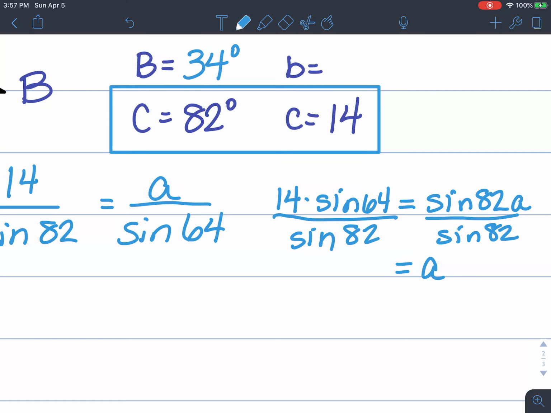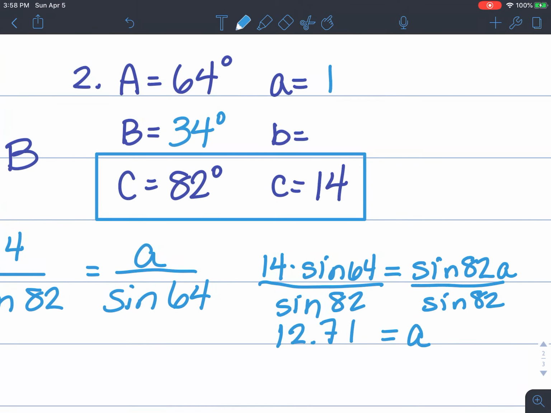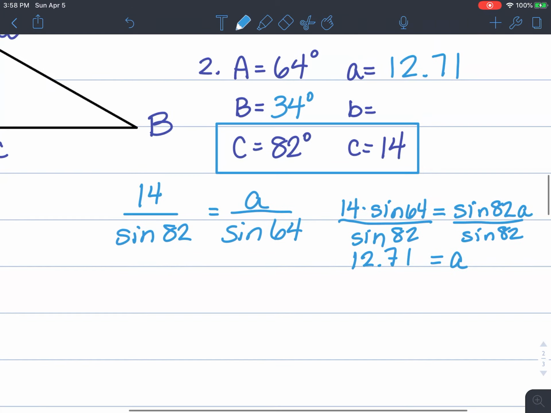And then we can put that in the calculator. So 14 sine 64, don't forget to close the parentheses on the angle, over sine 82 equals, I got 12.71. So that's A. So I'm going to put it up here in my list. Okay. And then I'm going to repeat the process. I'm going to use the same ratio that I did here.